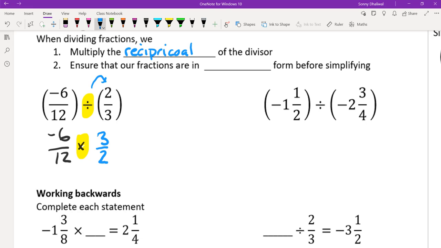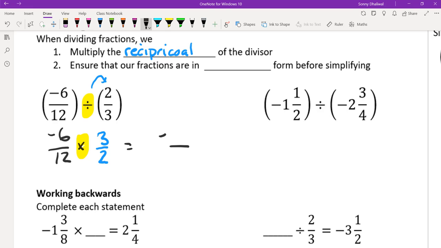Okay. So once our division statement is a multiplication statement, we do the same thing we did on the previous page. We compare the tops and bottoms and see if we can reduce. Before we do that, is our final number positive or negative? Negative. We only have one negative sign.